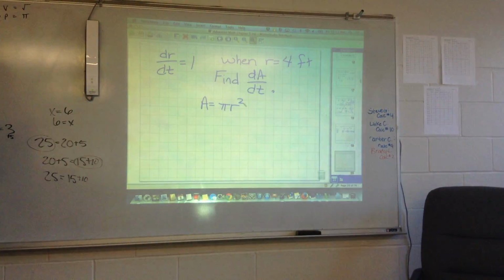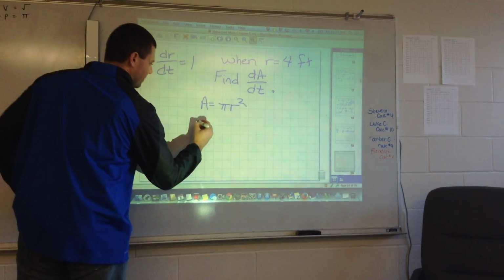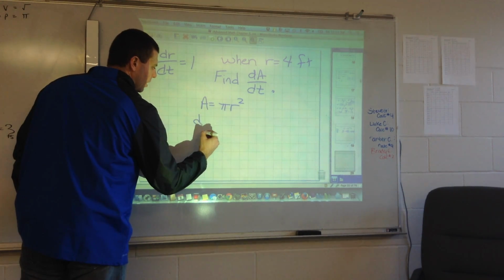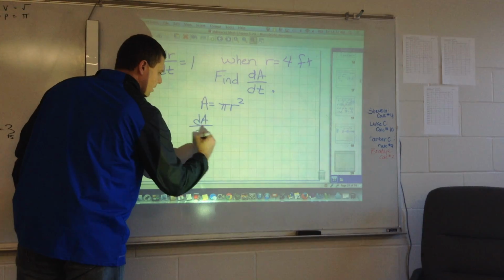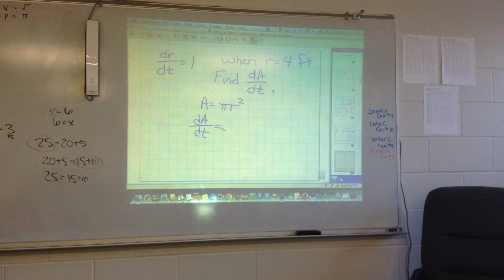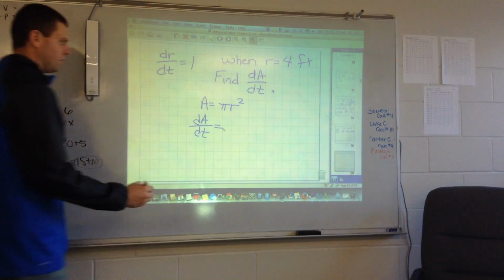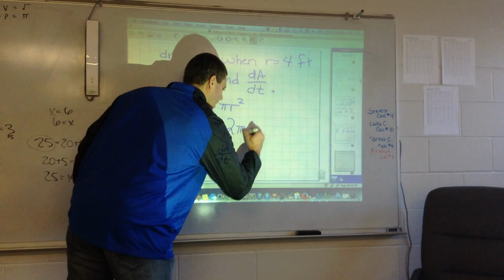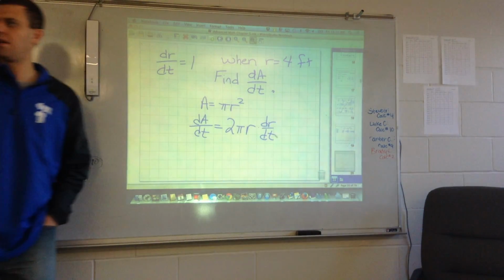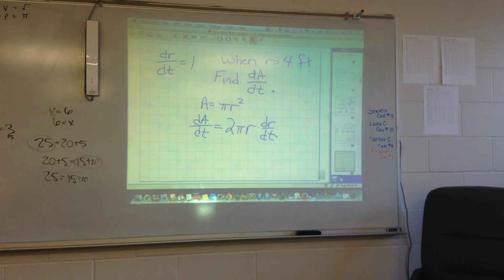Find the derivative with respect to time. So differentiate both sides with respect to time. What will I get? Well, just 1 dA dt equals 2 pi r times dr dt. And since that's equal to 1, now I can start plugging stuff in and I'm going to get my answer.